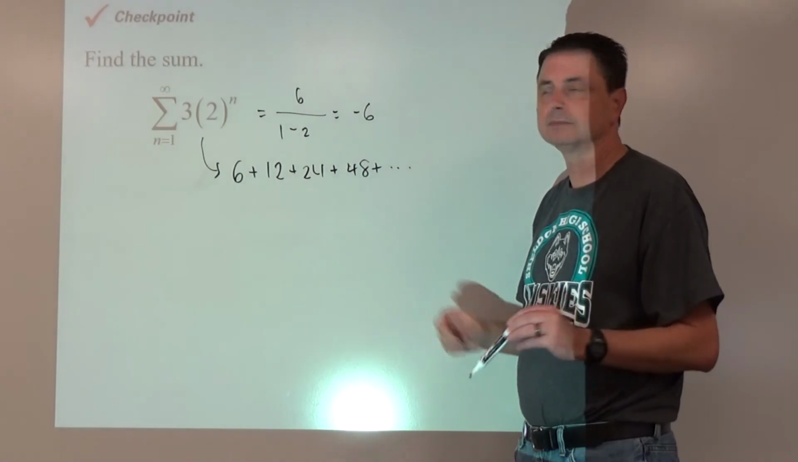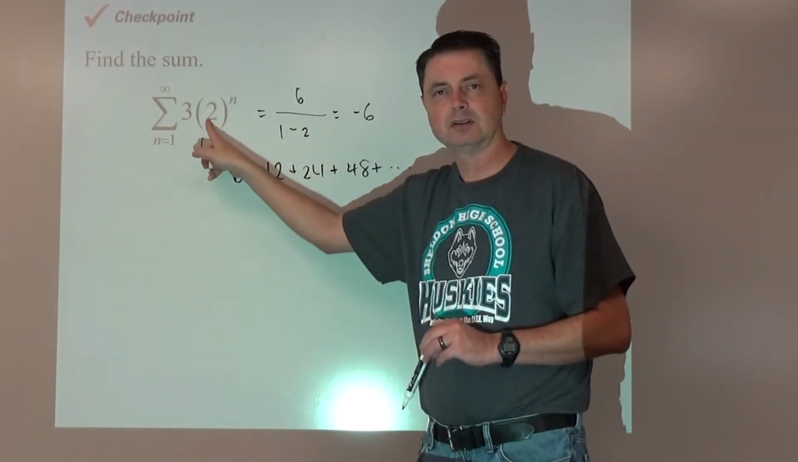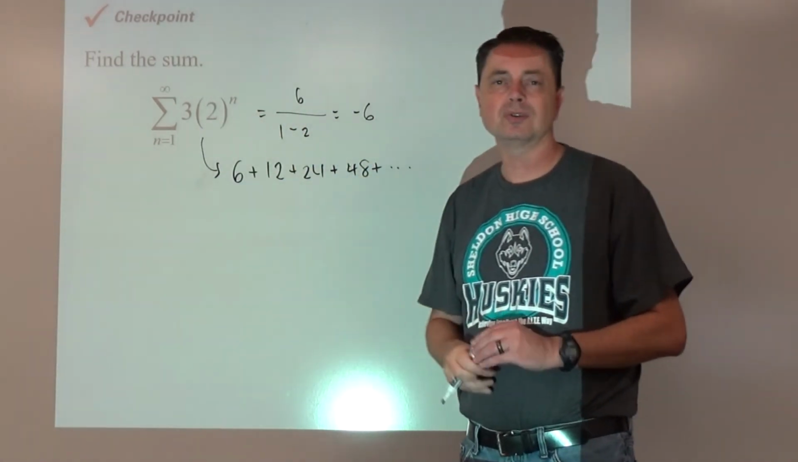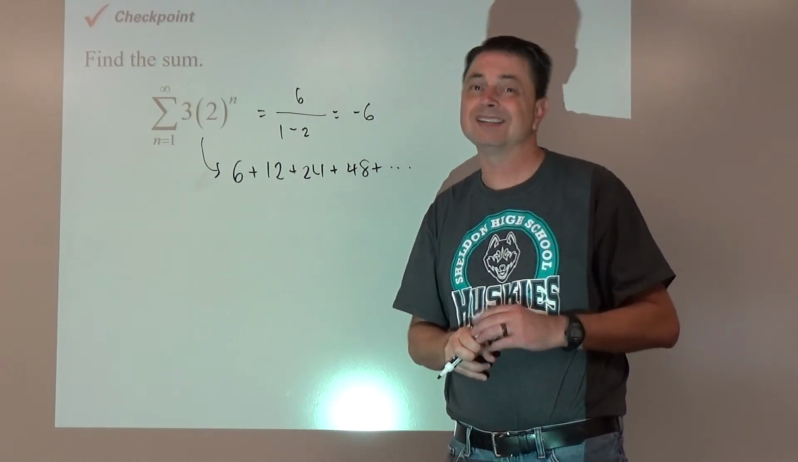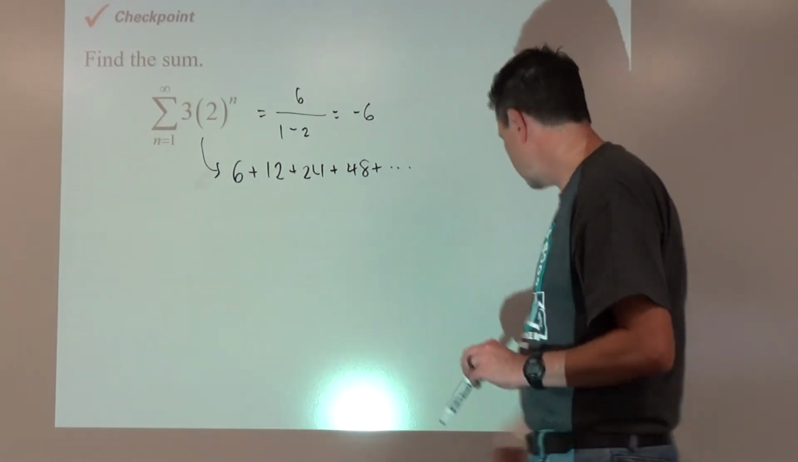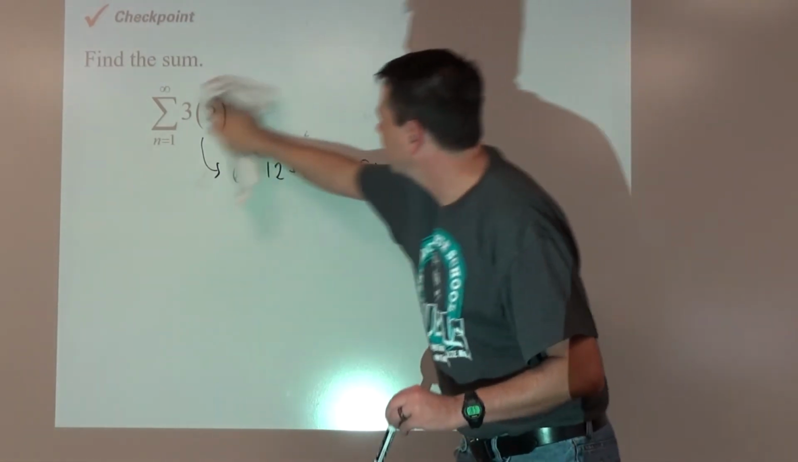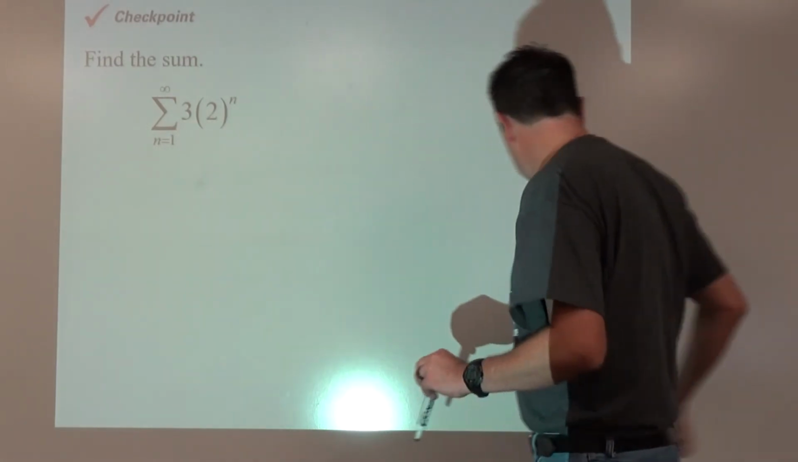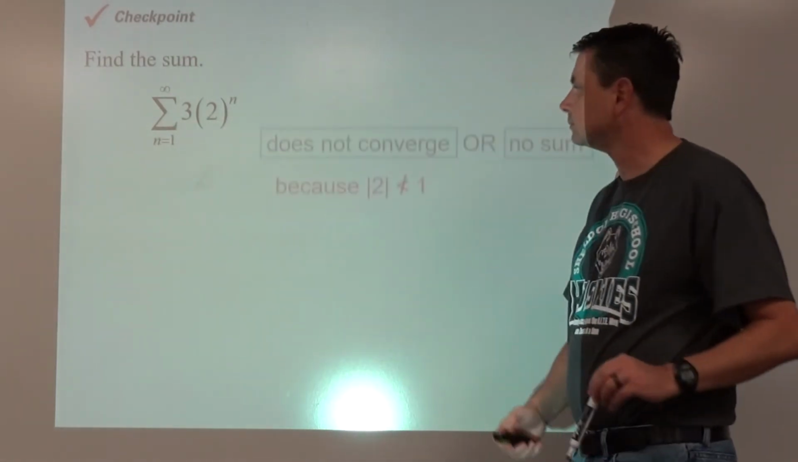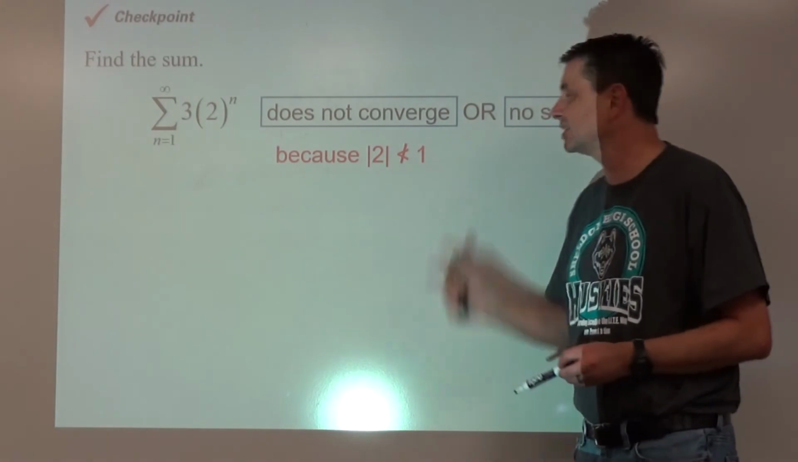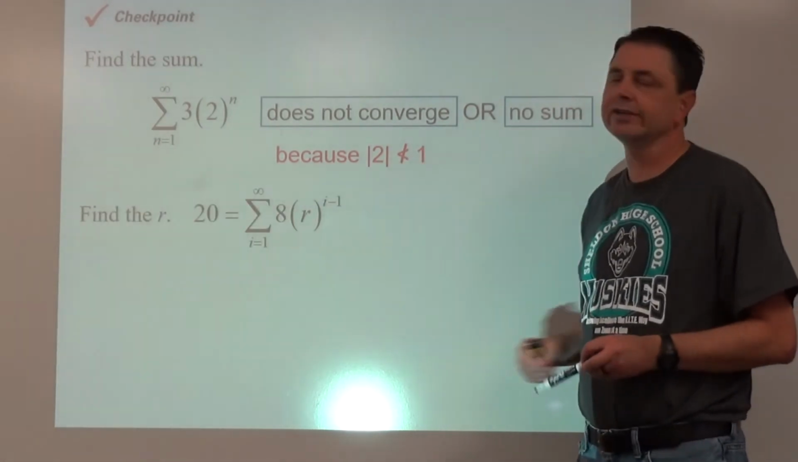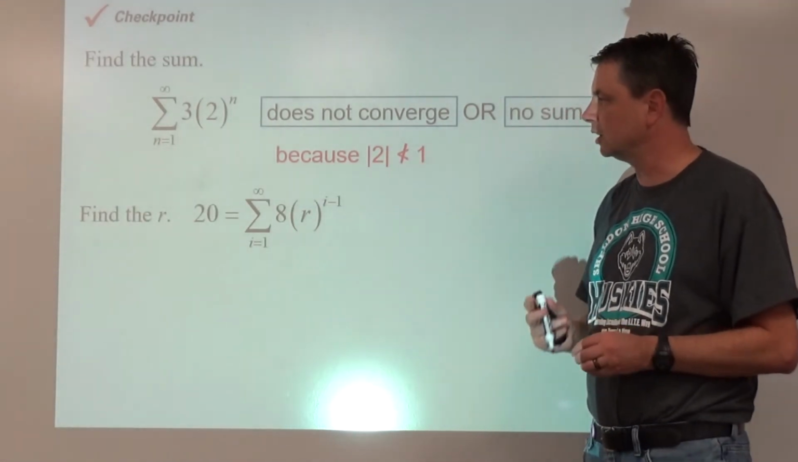So what happened? If our r is 2, and the absolute value of that is 2, is that less than 1? It is not. This one does not have a sum. It does not converge. It does not have a sum because our r value did not qualify.